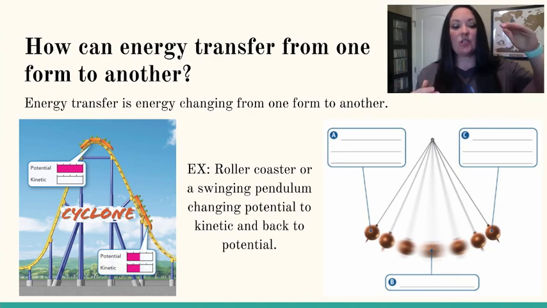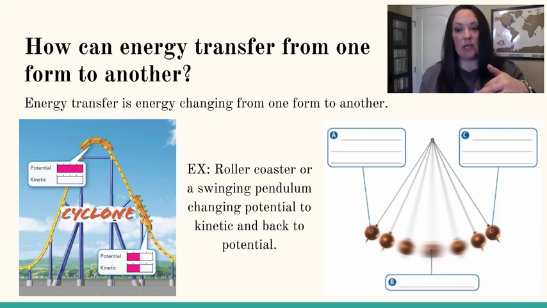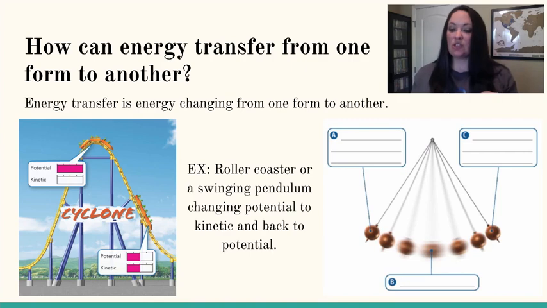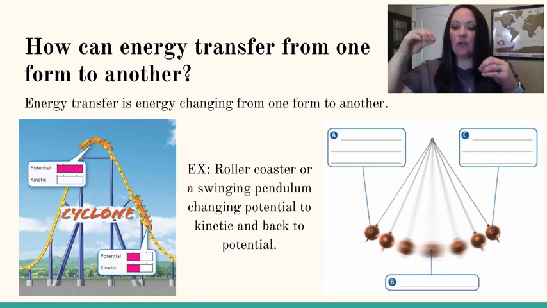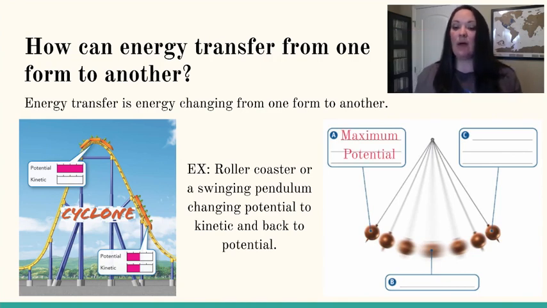Now, as you start to go down the hill, it's going to be decreasing in potential energy but it's going to be increasing in kinetic energy. So the faster it goes, the more kinetic energy it's going to have. Now let's look at our pendulum. In box A, notice the position of the pendulum. Imagine you've pulled it all the way back and you're holding it there. Right before you release it, it's going to have the most amount of potential energy. It's the highest it's going to go.